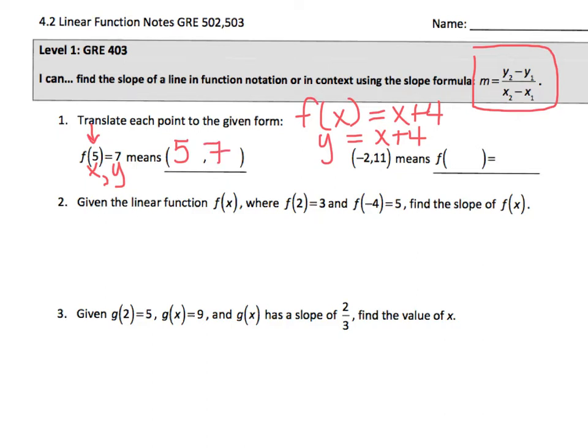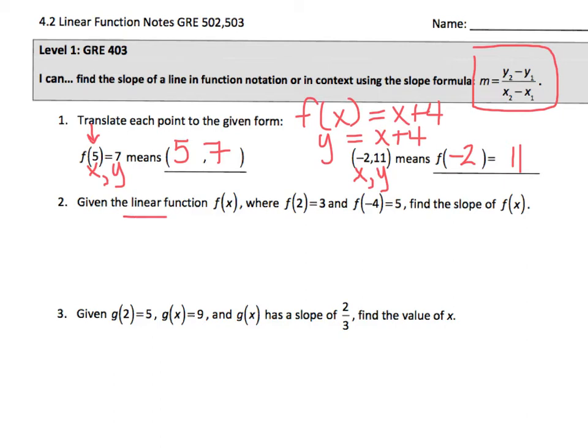Going backwards, if you have a coordinate point, negative 2, 11, then negative 2 is the x, the 11 is the y. So f at negative 2 equals 11 is the other way to write it. So the reason why we use that is now we can find the slope in function notation.